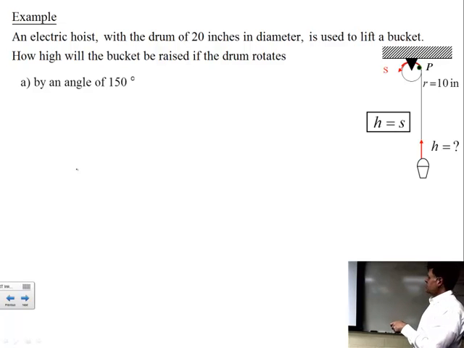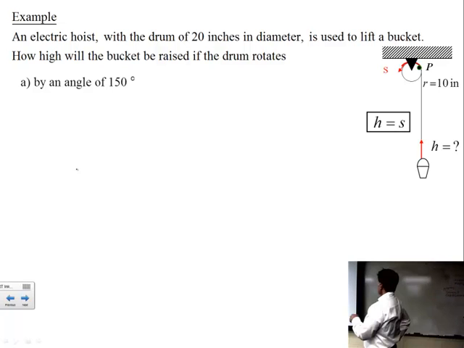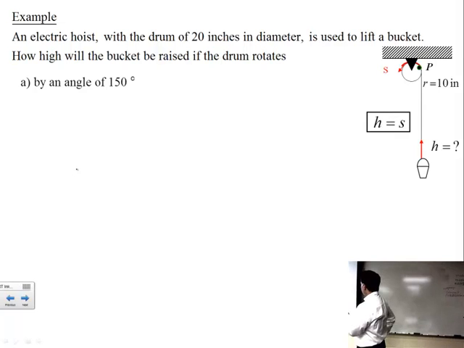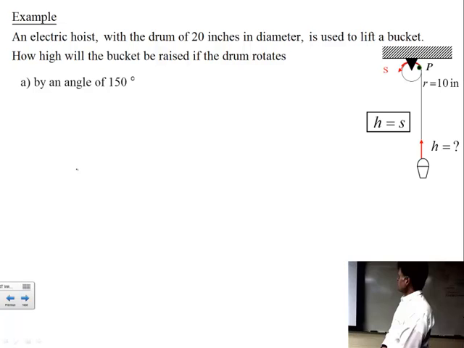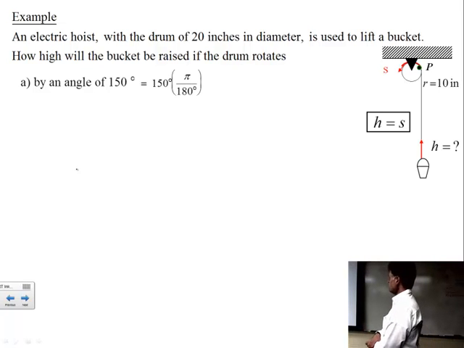So it's 20 inches in diameter. So what's its radius? 10 inches. So the height of the bucket will be equal. So the bucket's being hoisted up like this. That distance that's being hoisted is the same as the arc length that a point on the pulley moves around the pulley as you rotate it that way. So in fact, h here is equal to s, the arc length. So converting 150 into radians, we get 5 pi over 6.